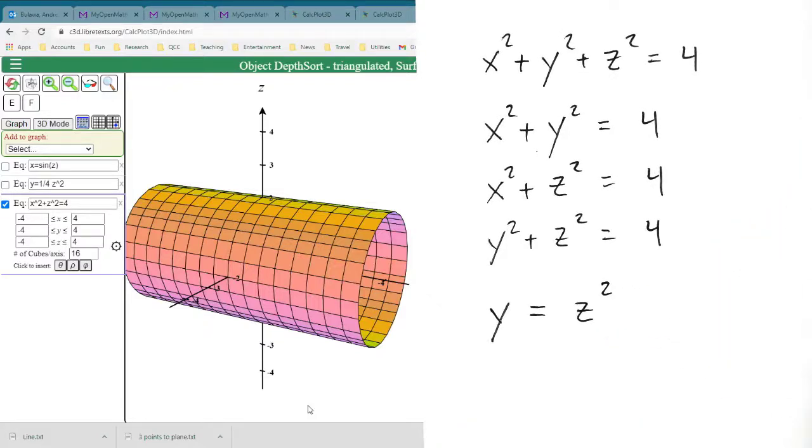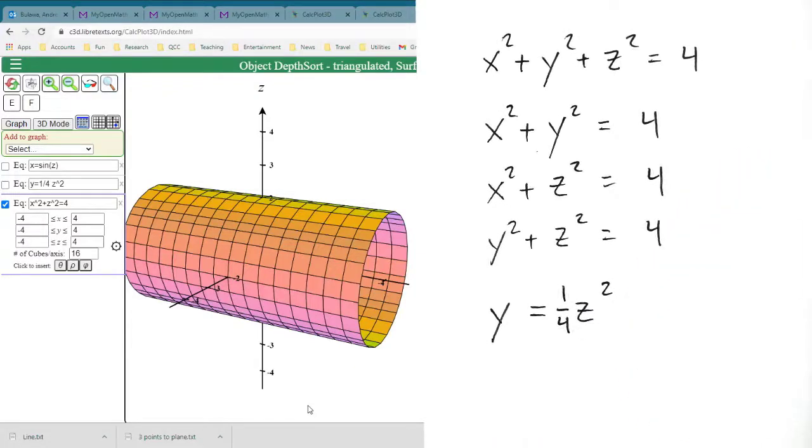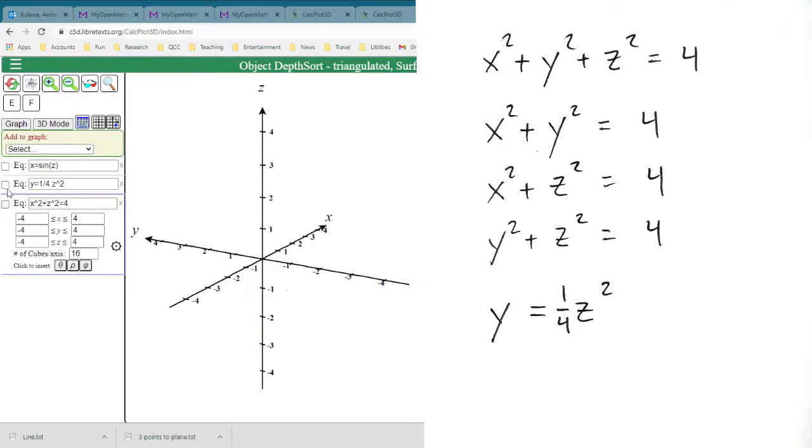Of course, that's a parabola. Now I'd like to graph this, but it's a pretty steep parabola, so let me put a 1/4 out front. All right, so y equals 1/4 z squared, and that's still going to be a parabola. In the yz plane, that's going to look like a parabola. But x is not specified, right? So it'll extend infinitely in the x direction.